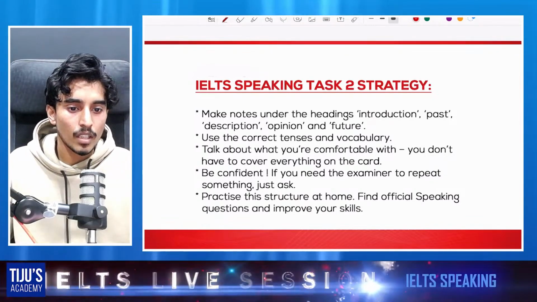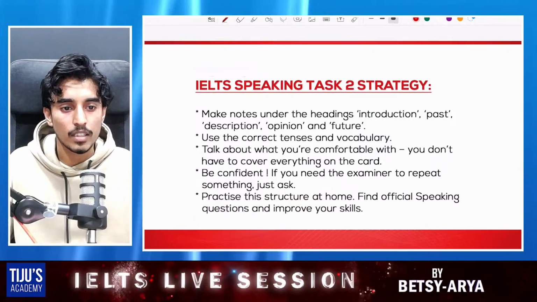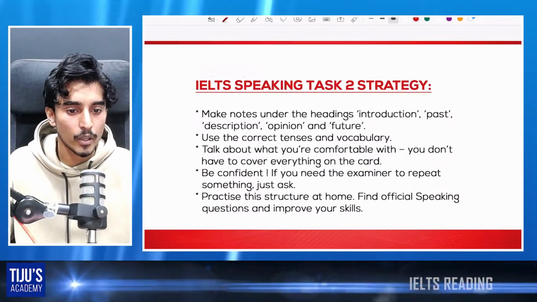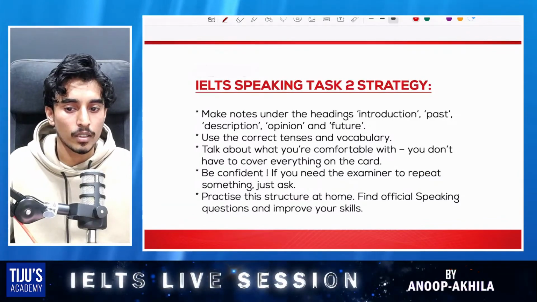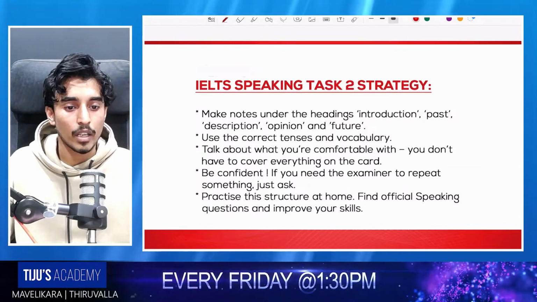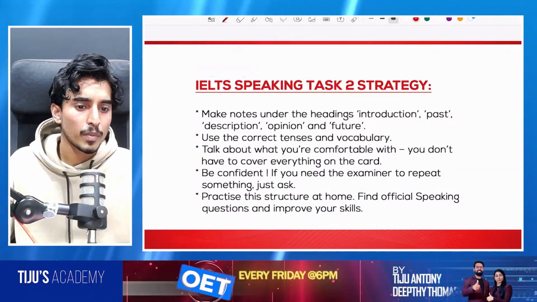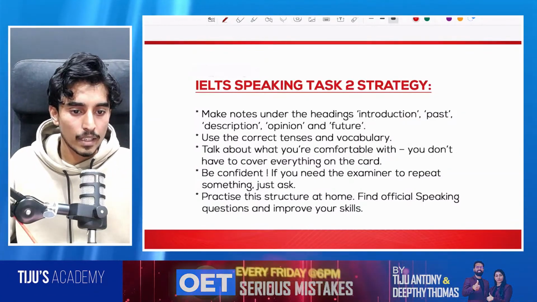Then yeah, the next strategy is to practice English. Basically it is very important to practice a lot. It will help you to properly speak in any given scenario. Practicing is one of the best things that you could do to improve your language skills. Okay, so try to speak at your home, at your classes, at wherever you are. Try to use this language as much as you can, and find official speaking questions and improve your skills. That is also very important. So practice is very important.